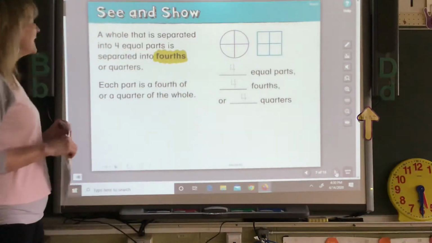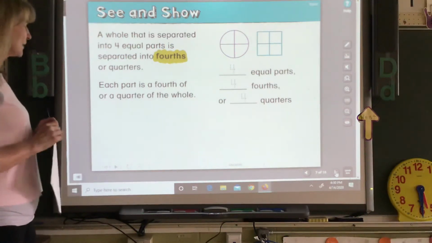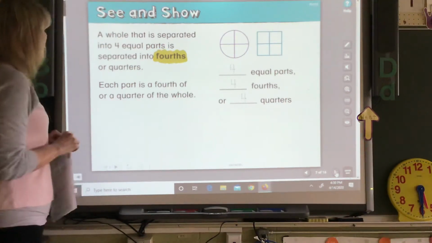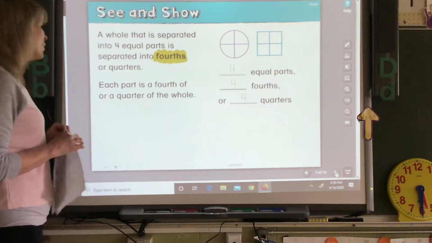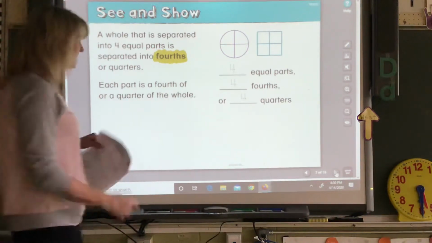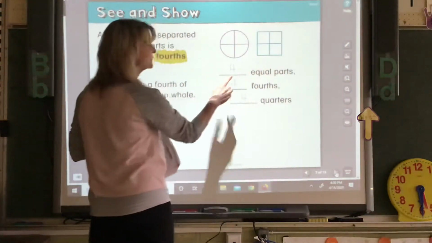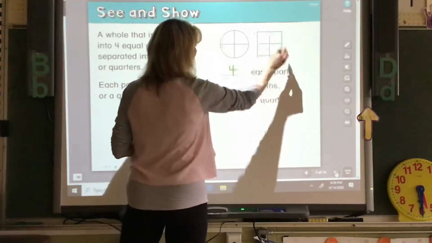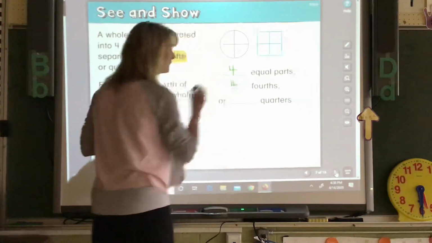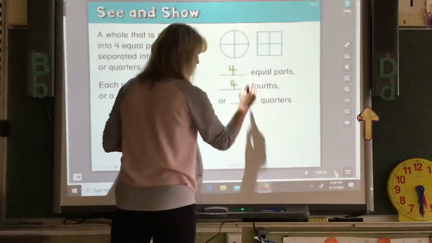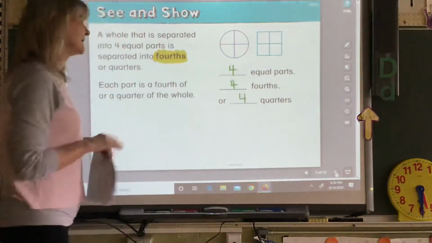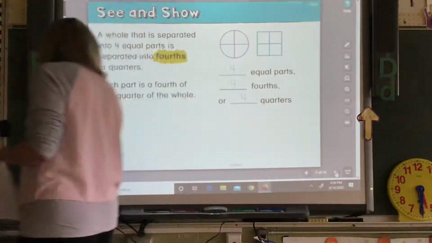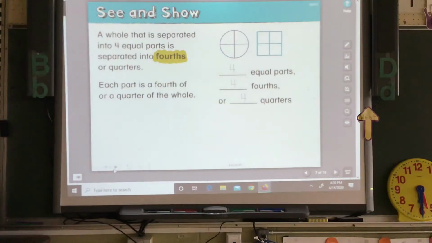Alright, it says, a whole that is separated into 4 equal parts is separated into fourths or quarters. Each part is a fourth of or a quarter of a whole. So you can trace over yours. You have 4 equal parts, right? 1, 2, 3, 4. Or you could say 4 fourths or 4 quarters. You can say it those 3 ways. All right. Let's move down to the next part.